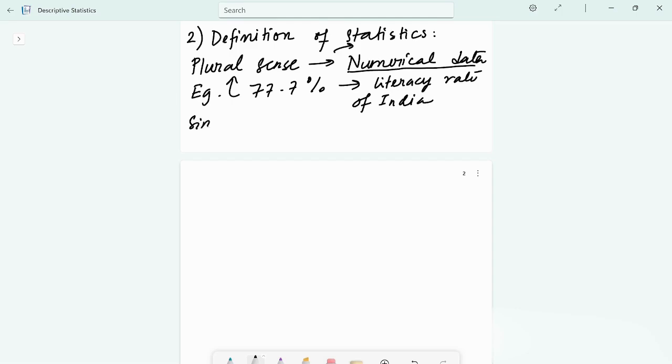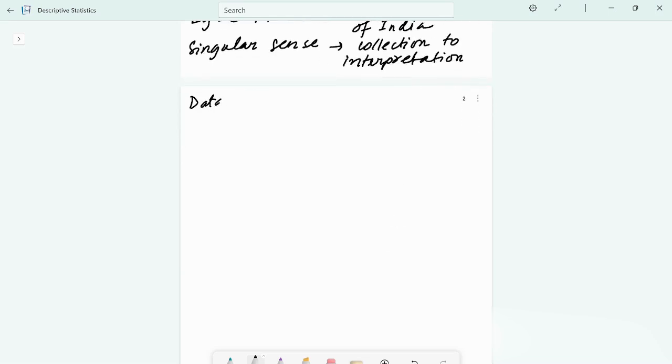Now, in singular sense, statistics refers to the science of dealing with data from collection to interpretation. Just now we were discussing the objectives, right? So singular sense is collection to interpretation. So from this, what do we conclude? Statistics is both the data and the method used to study the data.